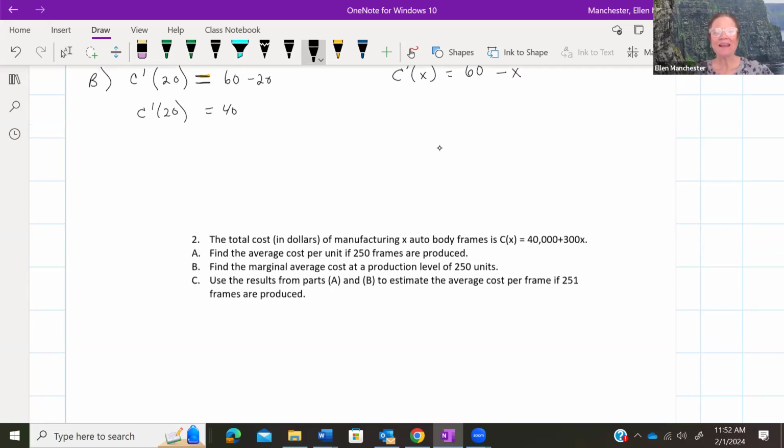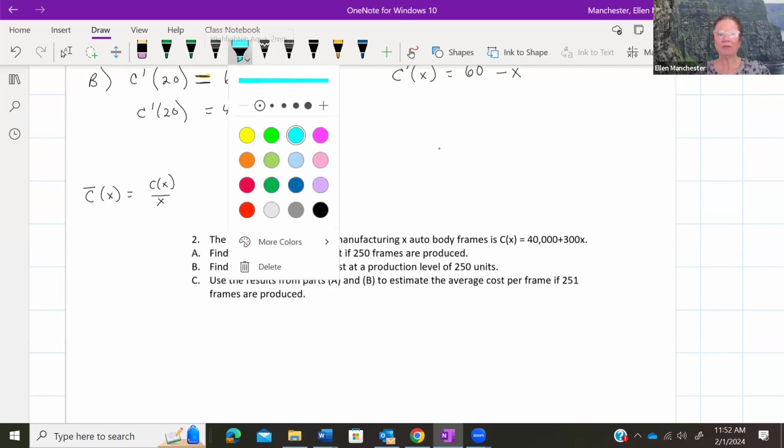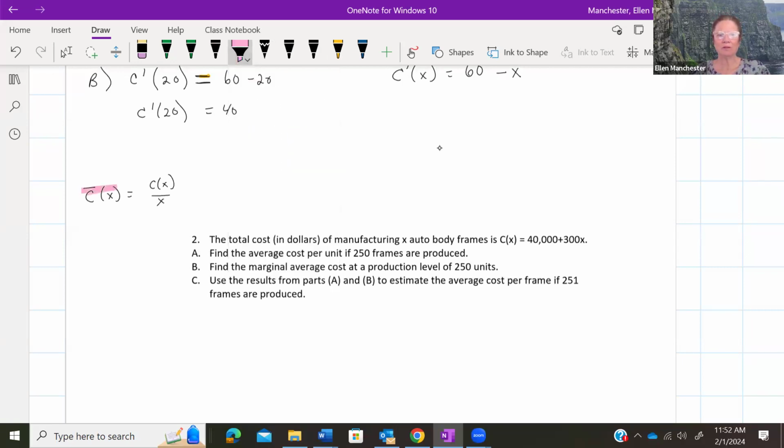Okay, next one. Now we're doing average. Okay, so remember, anytime you're finding average, you're taking whatever function it is and dividing by x. That's how you're going to find average. Okay, so again, learn to read the instructions, and man, it makes a big difference. And then once you find the average, then you'll plug in 250. So this one, you don't need to change the numbers. Okay, you just plug the original number in. So go ahead and do A.